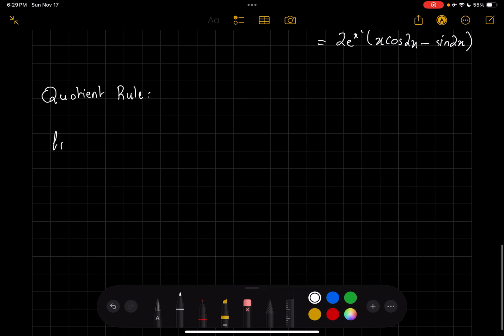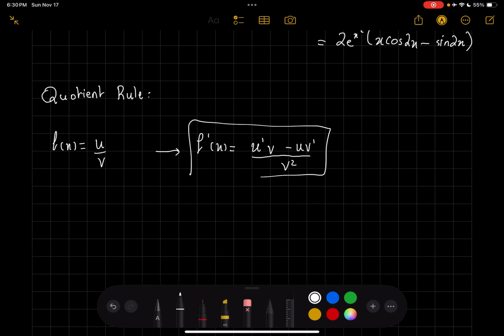Quotient rule is basically when you have a function as a quotient of two different functions. So let's say that f of x is equal to u over v, where u and v are two different functions. The rule suggests that f prime of x is going to be u prime v minus u v prime over v to the power of 2. This is basically quotient rule.